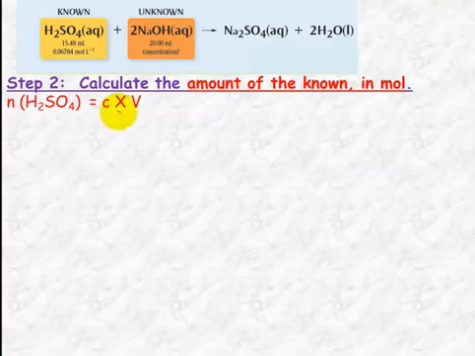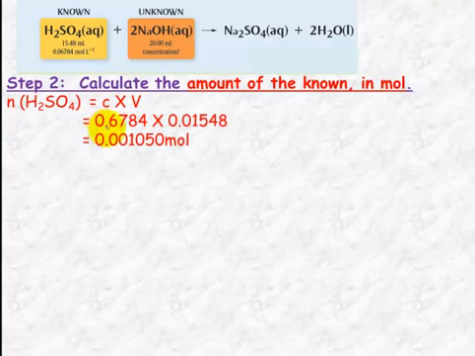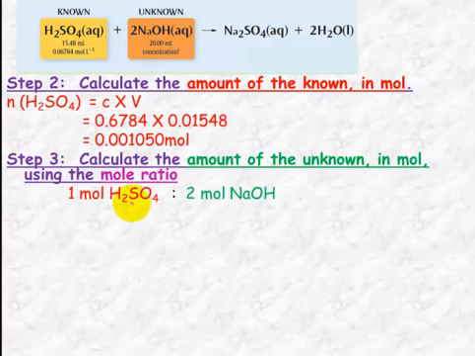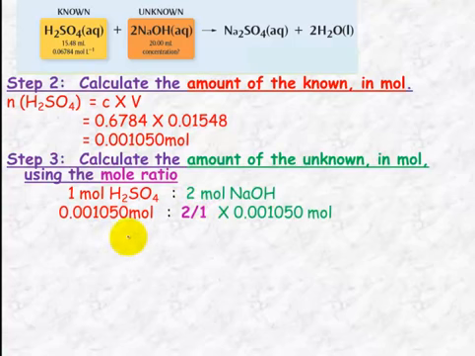So number of mole equals C times V, so it equals C, which is 0.06784, times V, which was 15.48 mL, which equals that many mole. Step 2, calculate the amount of the unknown in mole using the mole ratio. So we know that 1 mole of sulfuric acid will react with 2 moles of sodium hydroxide.